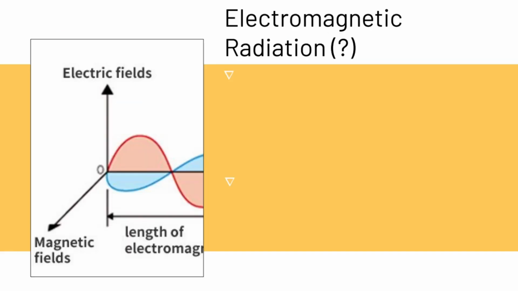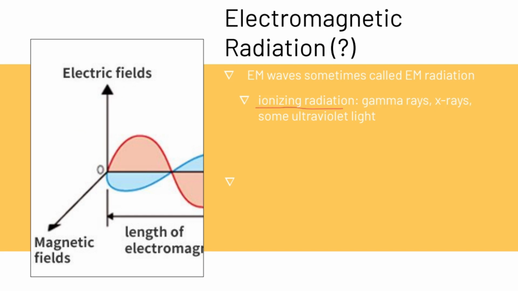You may have heard of the term electromagnetic radiation. We're going to look at that. So EM waves are sometimes called EM radiation. So we have different types of EM radiation. We have ionizing radiation. These are gamma rays, X-rays, and some ultraviolet light. So ionizing radiation is the type of radiation that can do damage to the human body.